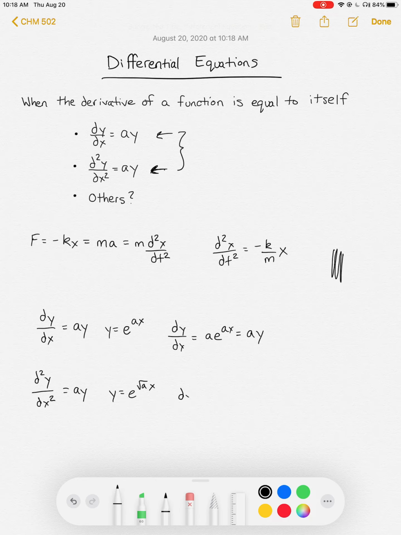So then we take the derivative of y with respect to x, and that gives us the square root of a times e to the square root of a x. We take another derivative, and that's going to give us the square root of a squared, which is a, times e to the square root of a x, which is just ay again. Boom, we're done. Now there's a problem with that, and the main problem can be seen up here, right?